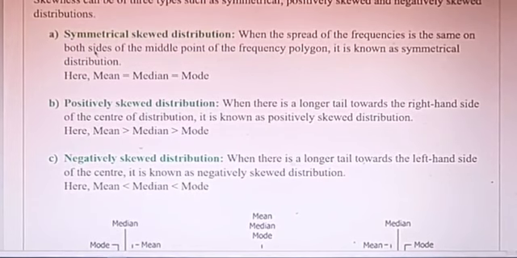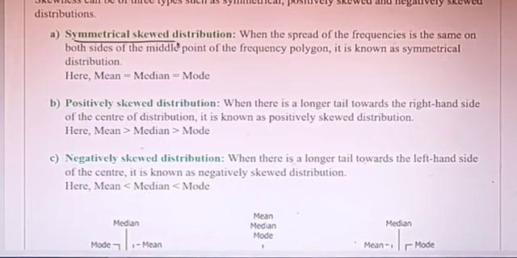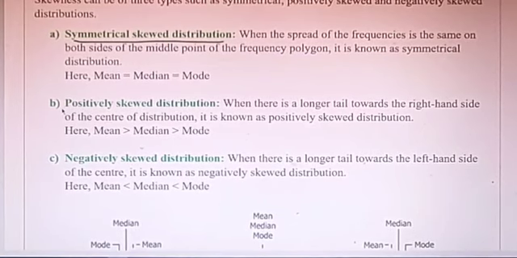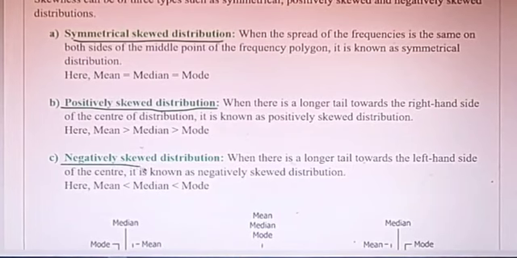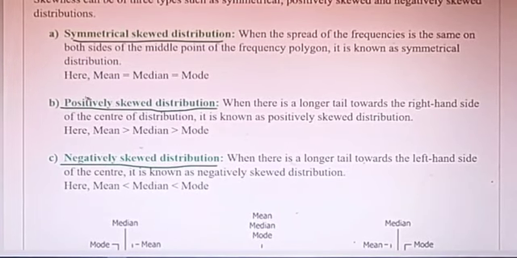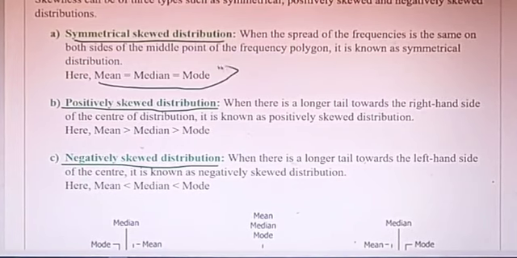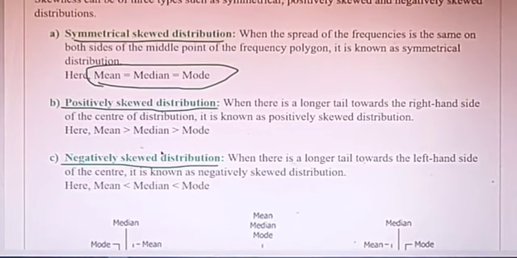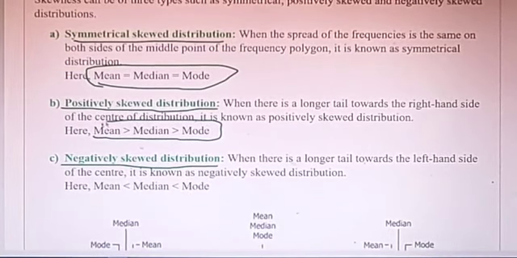The first one is symmetrical, as you can see here, symmetrical distribution. The second one is positively skewed distribution. Thirdly is negatively skewed distribution. There are certain conditions of this. In symmetrical, mean, median, mode are all equal. Okay, so in positively skewed, mean is greater than median and median is greater than mode.